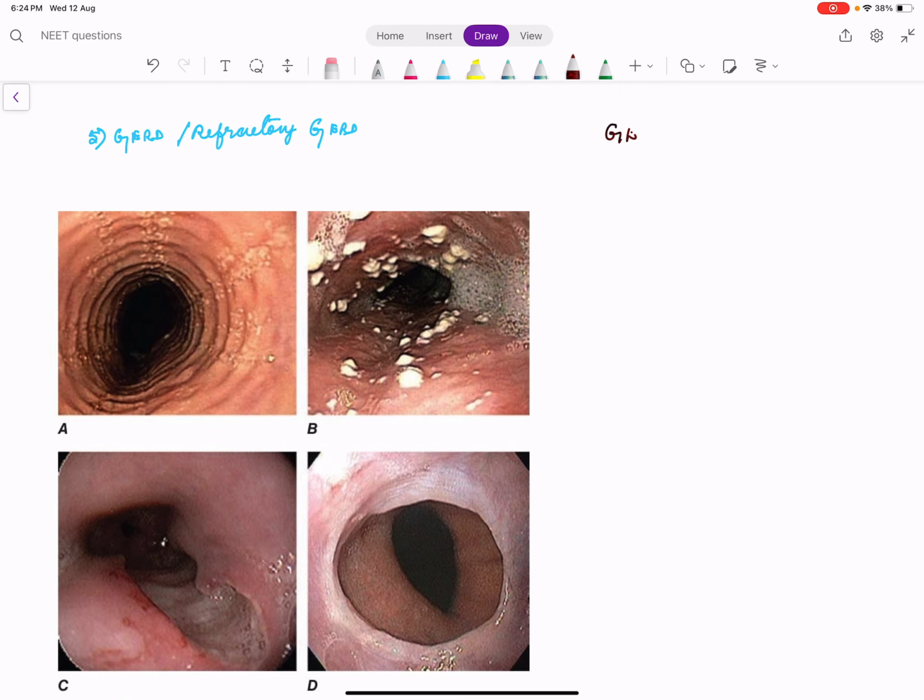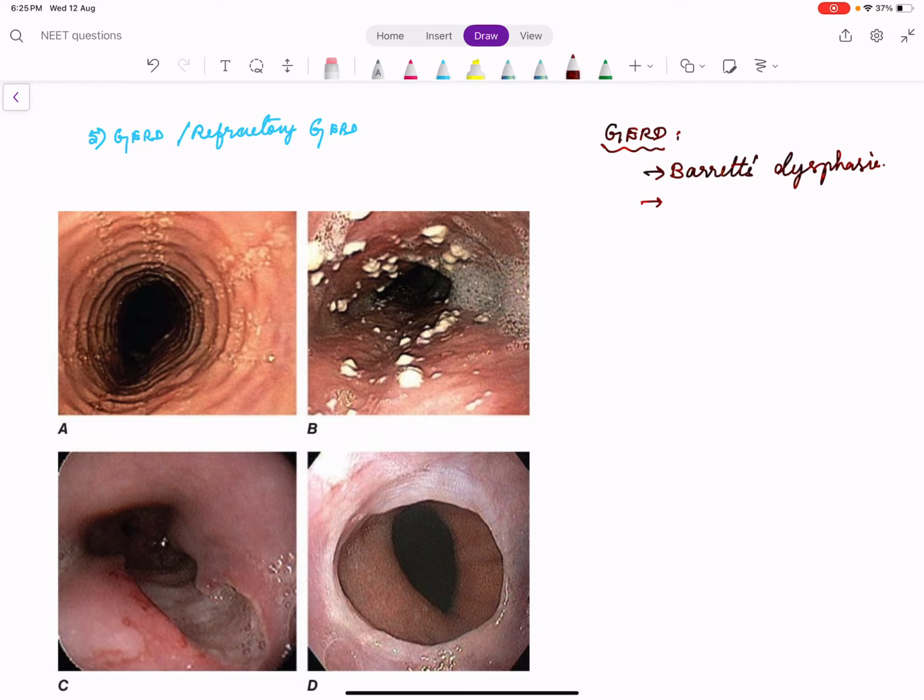What is important about GERD, gastroesophageal reflux disease? Whenever we think of gastroesophageal reflux disease, one word automatically comes to our mind, Barrett's dysplasia or Barrett's esophagus, where there is esophageal squamous metaplasia. Esophageal squamous cells become adenocells and they have a chance of transforming into malignancy.